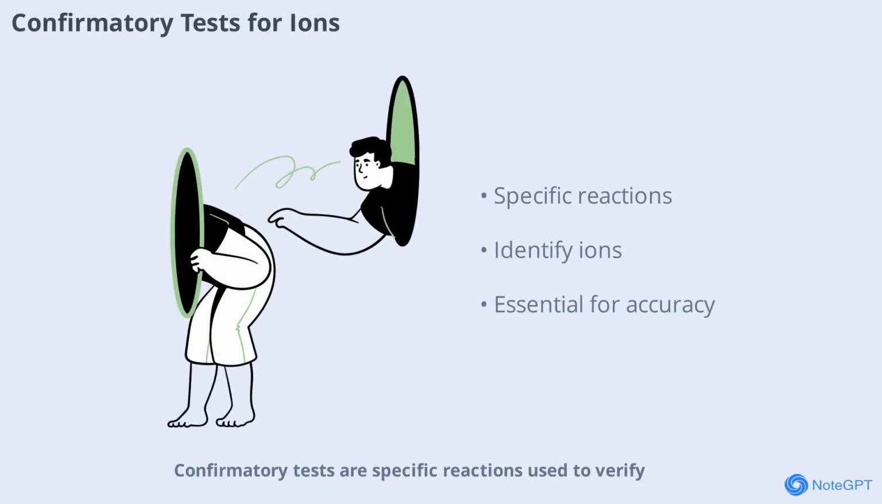Confirmatory tests are specific reactions used to verify the presence of particular ions in a sample. For example, adding silver nitrate to a solution containing chloride ions produces a white precipitate of silver chloride. Each ion has its own set of confirmatory tests, which are essential for accurate qualitative analysis. Learning these tests helps you identify unknown substances with confidence.